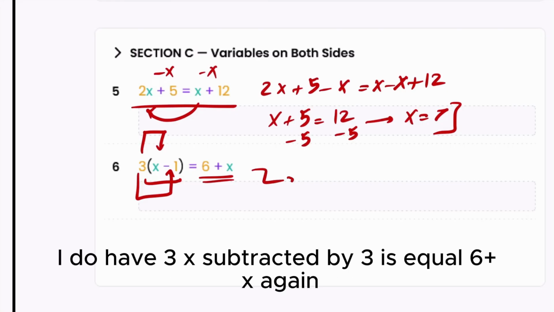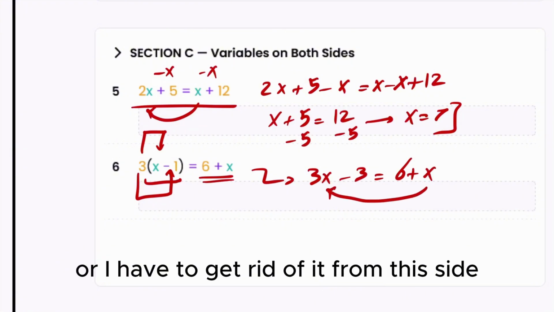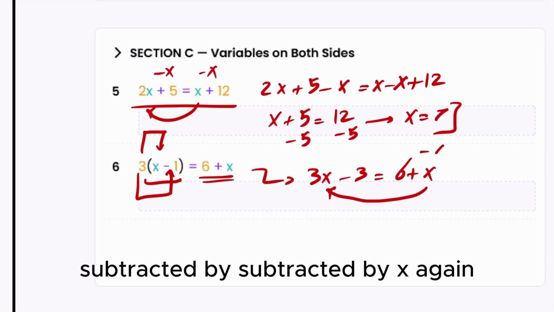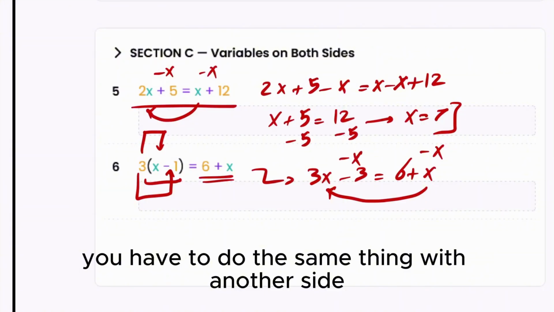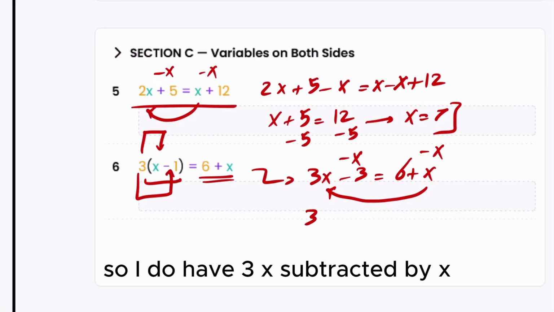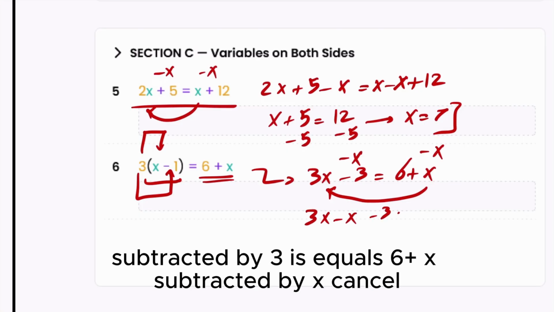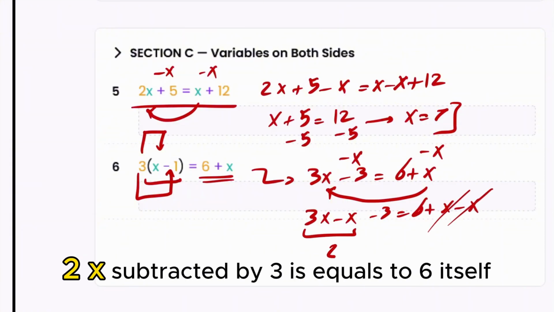So in total, I do have 3x subtracted by 3 is equal to 6 plus x. Again, I have to move this x to the other side, or I have to get rid of it from this side. Subtract x. Again, try to remember, whatever you're doing with one side, you have to do the same thing with the other side. We are trying to keep the balance. So I do have 3x subtracted by x subtracted by 3 is equal to 6 plus x subtracted by x. Cancel. I do have 3x subtracted by x, like terms, 2x subtracted by 3 is equal to 6 itself.